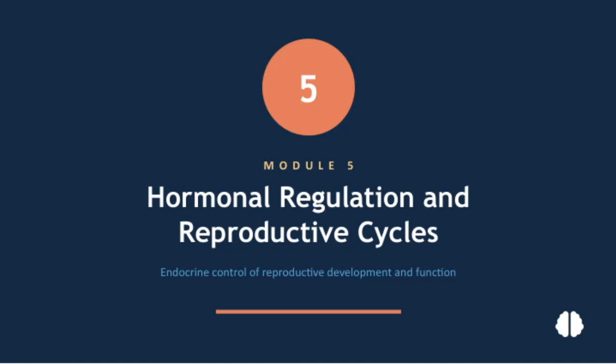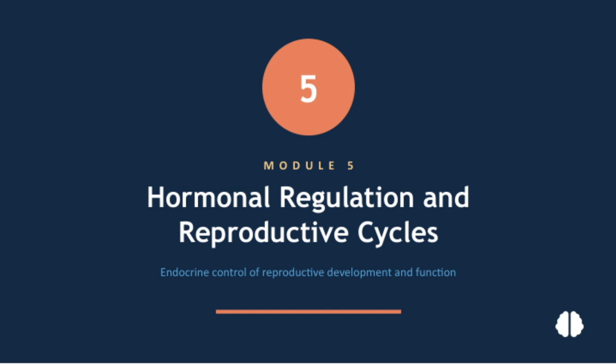Now, let's take a closer look at the endocrine control of reproductive development and function. This slide focuses on hormonal regulation and the reproductive cycles that are essential for normal reproductive health. As you can see, hormones play a central role in orchestrating the complex processes involved in reproduction. They act as messengers, coordinating development, maturation, and cycle regulation.